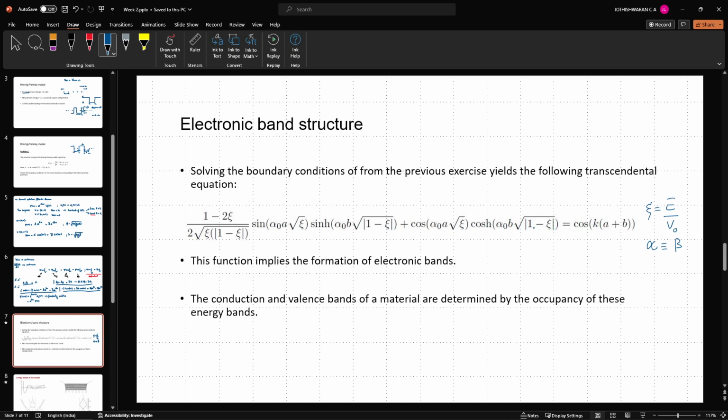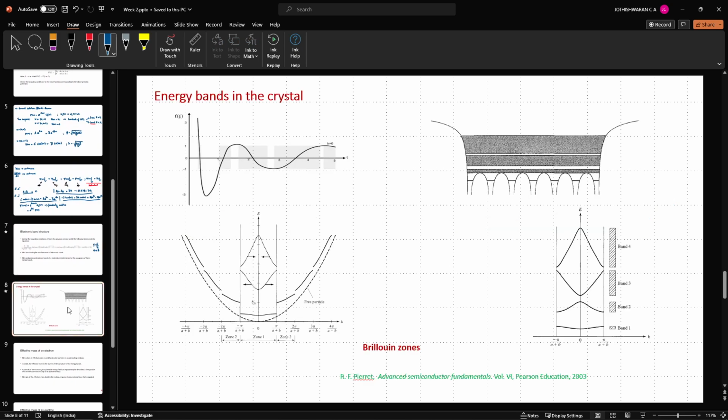So if I take the V naught out as common, I will have 1 minus E by V naught. E by V naught is what I'm calling xi. So essentially that is what we are getting here. Now this is the transcendental equation, and this equation will tell us how the band structures are emerging in this Kronig-Penney model. Now, of course, we have heard of bands typically when we talk about conduction bands and valence bands. So the conduction band and valence bands of a material are represented by the occupancy of these energy bands. So with that, let's move on to the next slide.